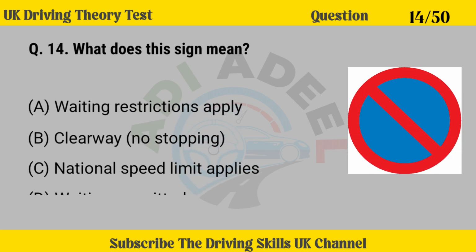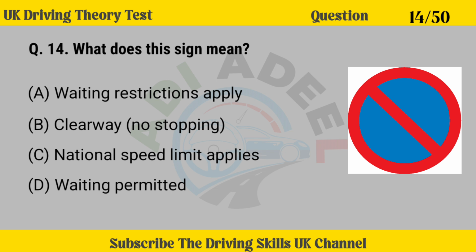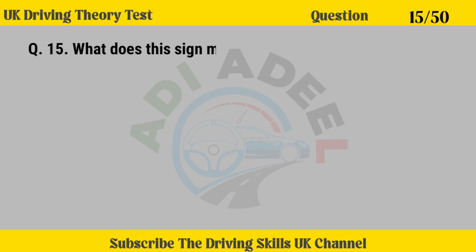Question 14. What does this sign mean? A. Waiting restrictions apply. B. Clear way, no stopping. C. National speed limit applies. D. Waiting permitted. The right answer is A. Waiting restrictions apply.